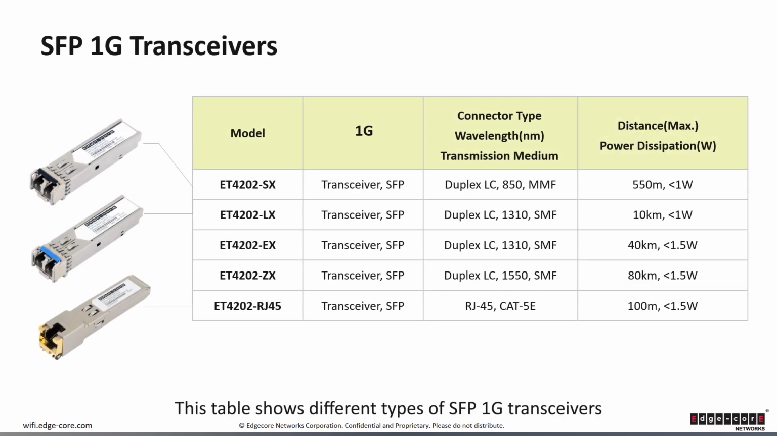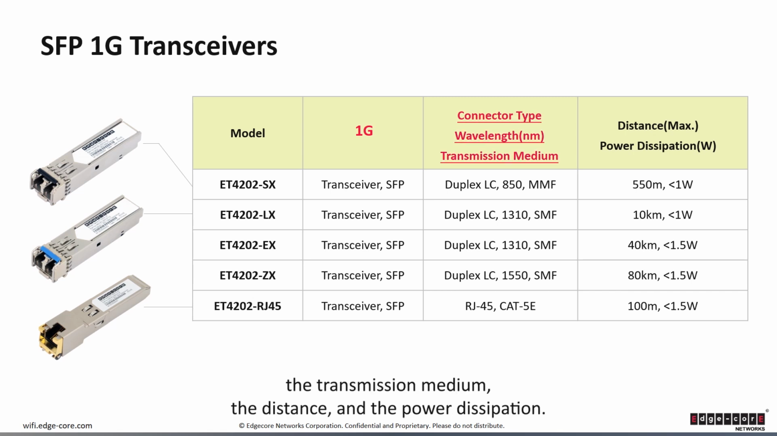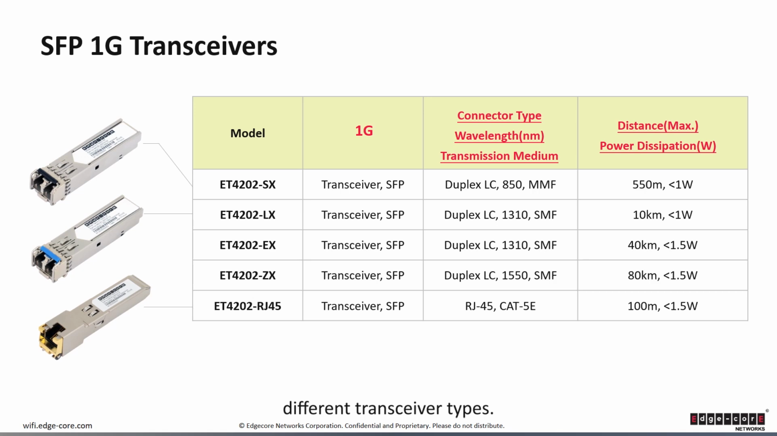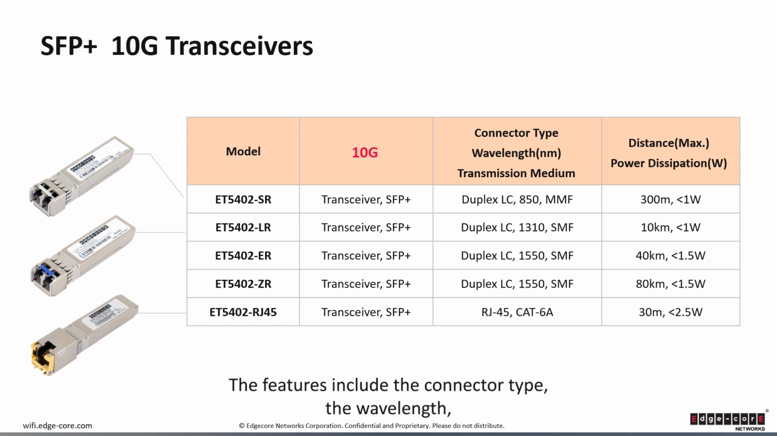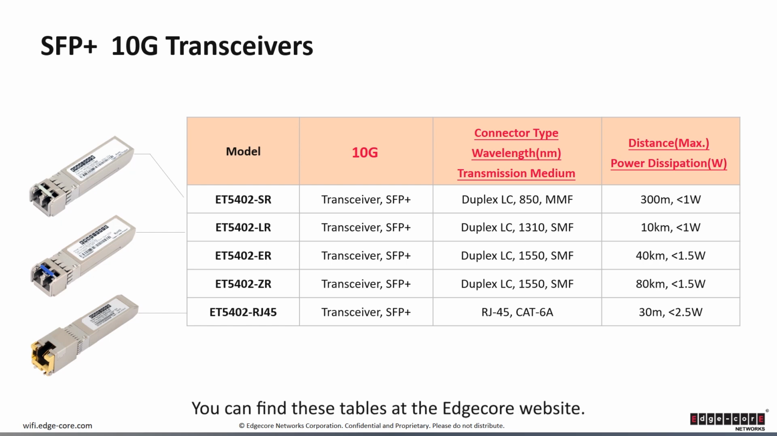This table shows different types of SFP 1G transceivers that have various features. The features include the connector type, the wavelength, the transmission medium, the distance, and the power dissipation. The table compares how these features vary across different transceiver types. This table shows different types of SFP Plus 10G transceivers that have various features, including the same parameters. You can find these tables at the Edgecore website.